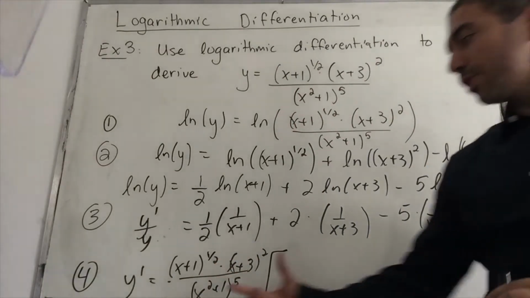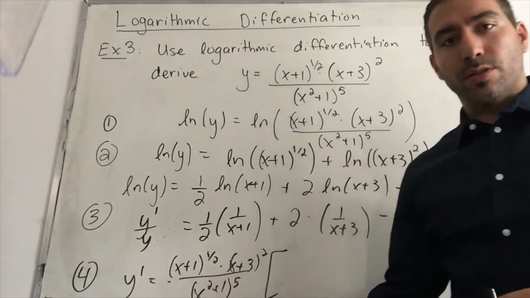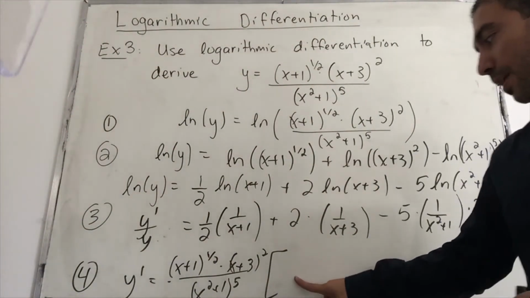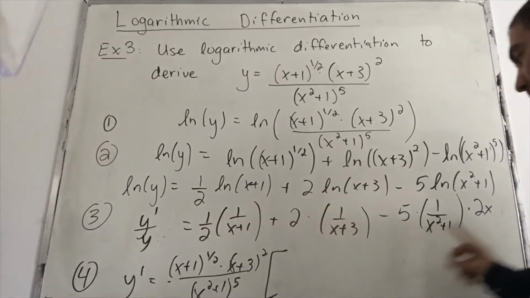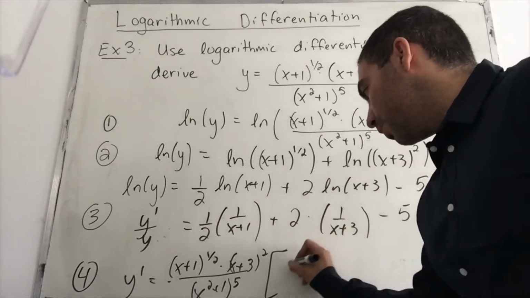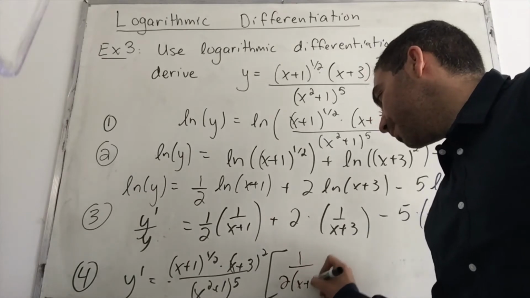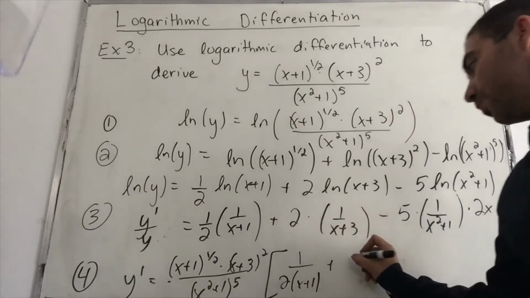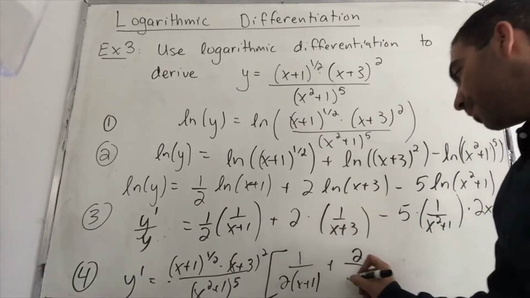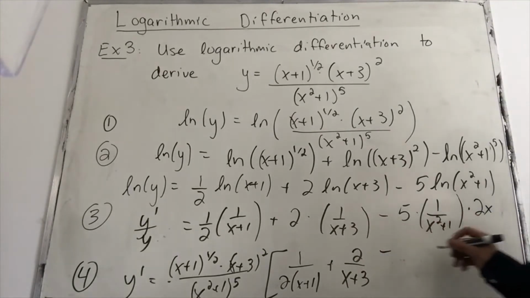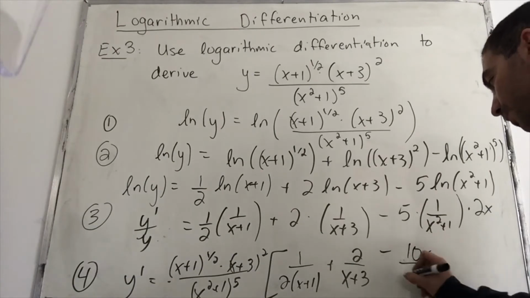Okay, so that was just the y that was multiplied here. So we have our y that's done, (x squared plus 1) to the 5, and then in brackets here we have everything that's left over. So the first term here is 1 over 2 brackets x plus 1, plus here we have 2 on the numerator over x plus 3, and then lastly we have 5 times 2 is 10, so 10x over x squared plus 1.